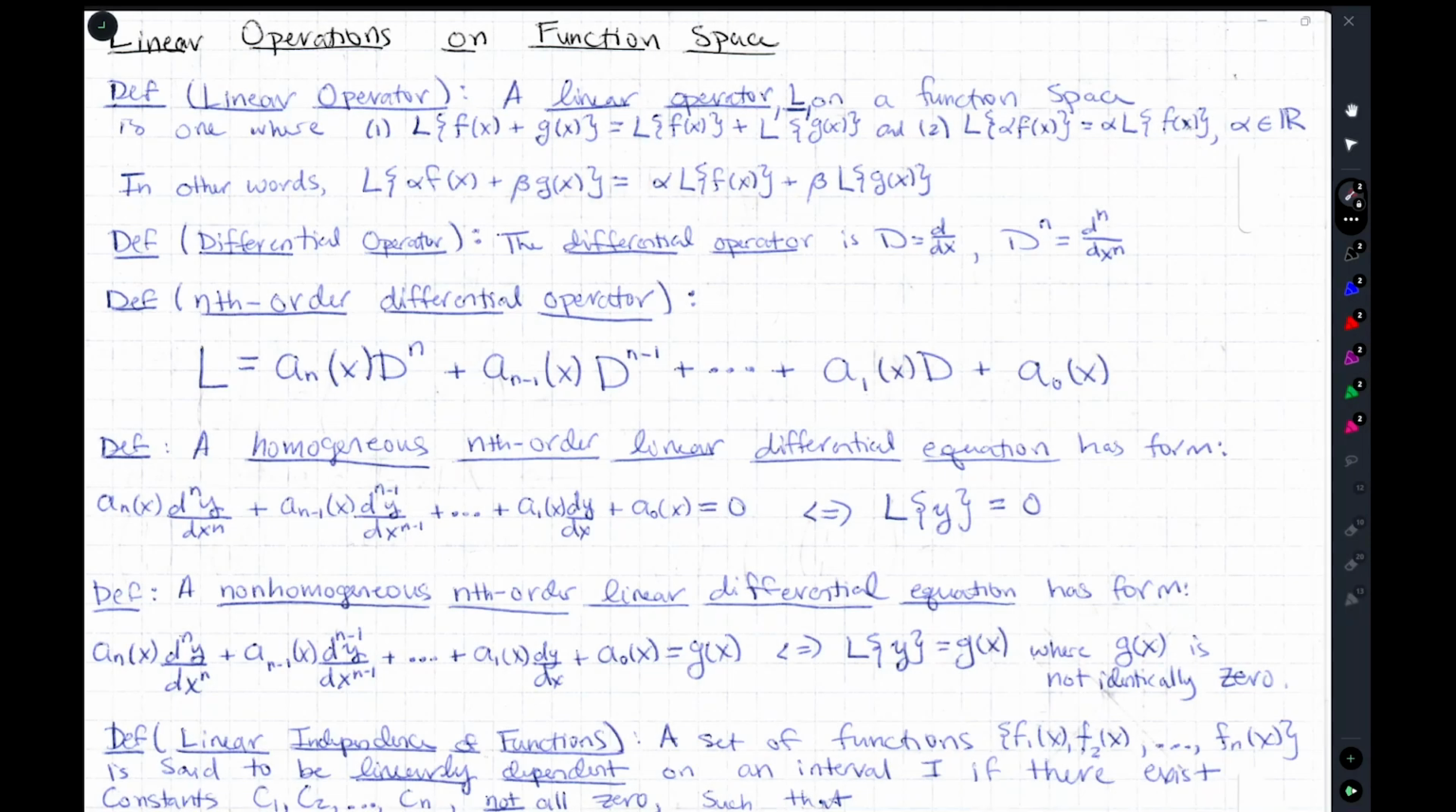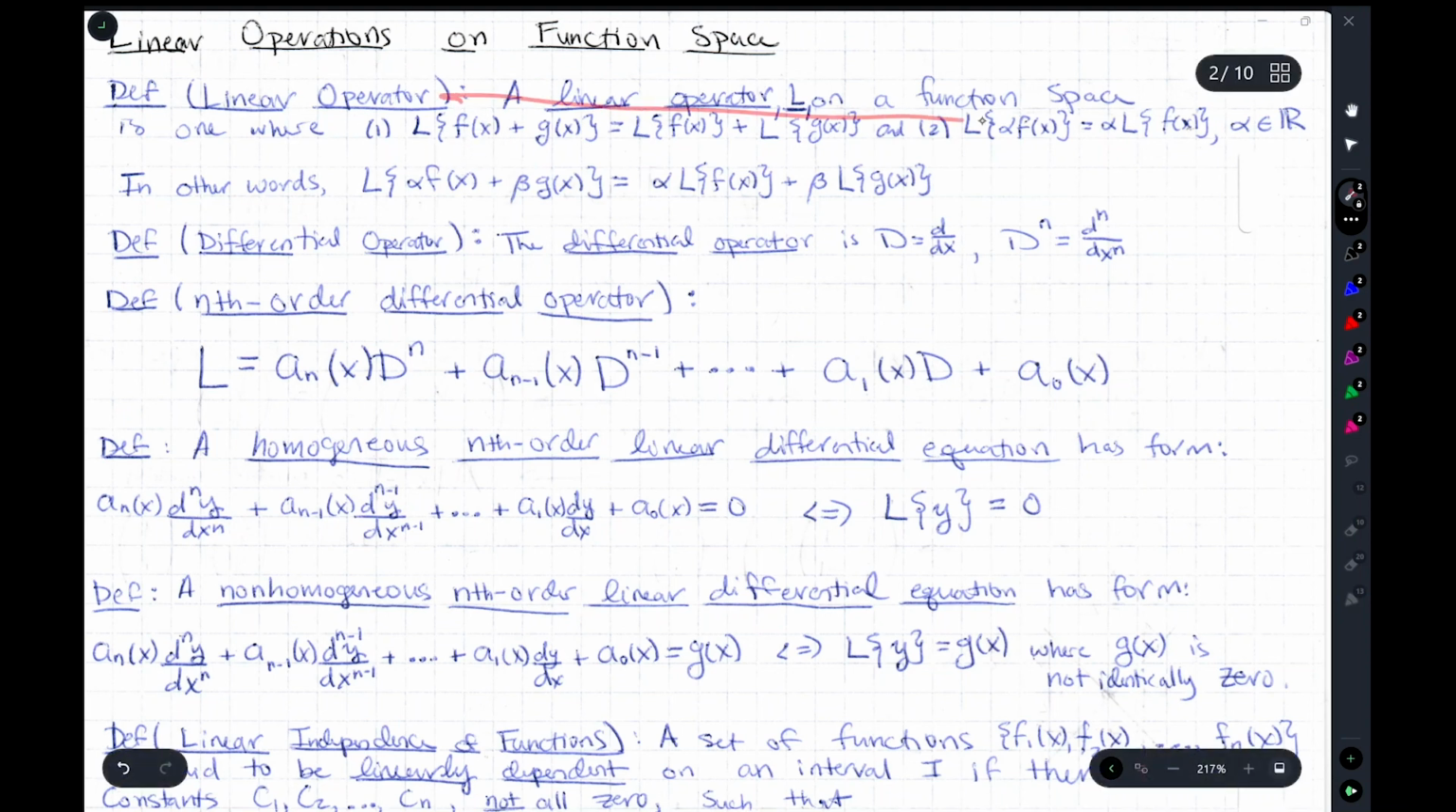So we looked at general matrix equations to give us a sense of what linear operations are and what they could be used for, and getting unique solutions and seeing the span of a vector space. Now we're going to focus on function space, because solutions to differential equations are functions.